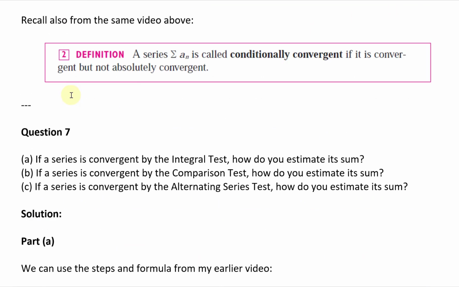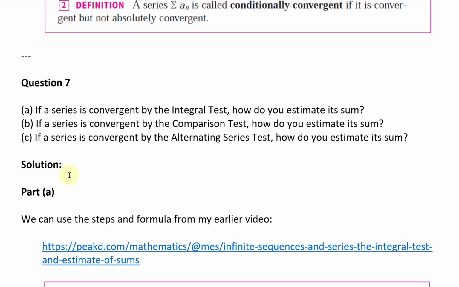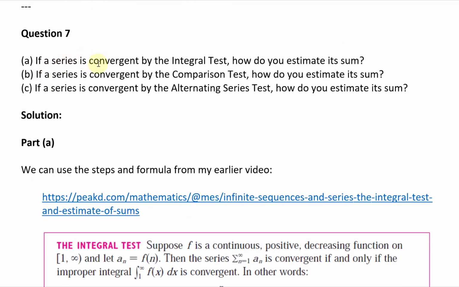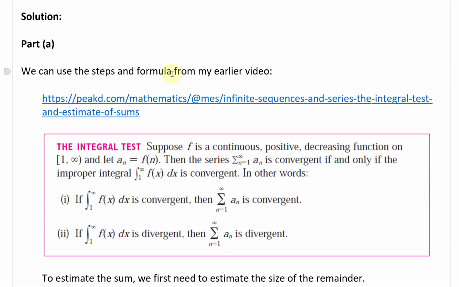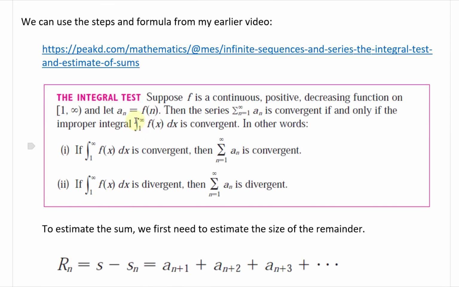All right, so now let's take a look at the solution, and let's look at part A first, and that is dealing with the integral test. So it's a convergent series by the integral test, and we're asked how do you estimate its sum. So for part A, we can use the steps and formula from my earlier videos. This is on the integral test and estimate of sums. And first, a recap on the integral test.